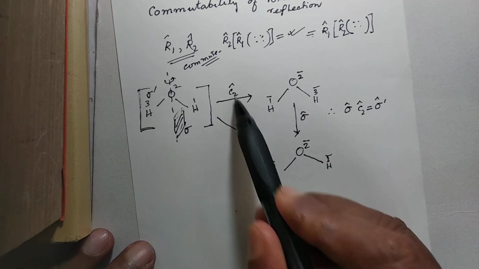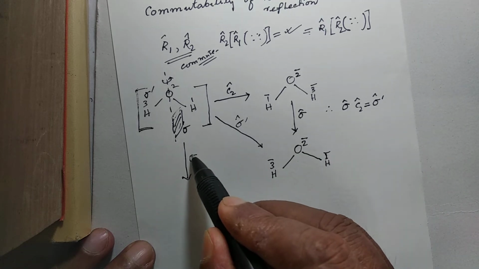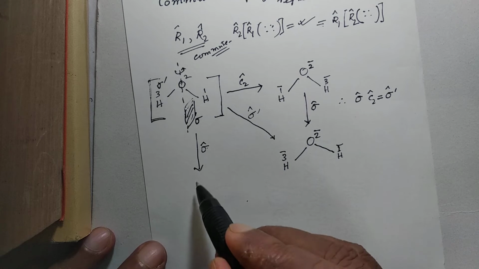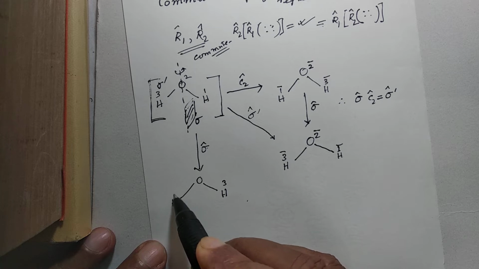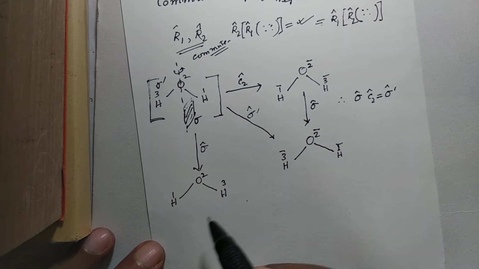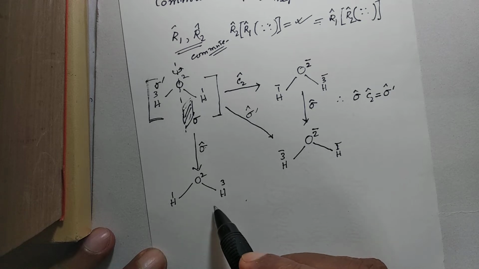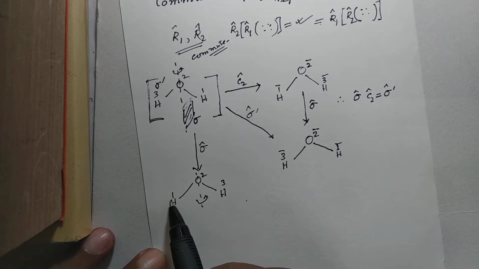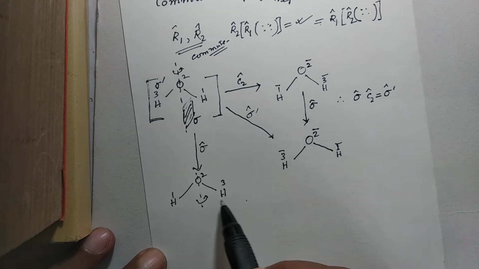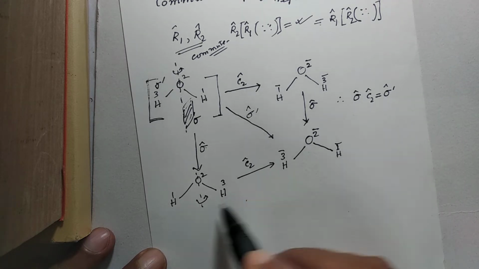Now let us do it in the reverse order. First we carry out sigma operation, reflection on this plane, we get H3, H1, O2, and then we carry out a C2 rotation. C2 means this rotation. Then 1 will become 1 bar and go to this place. 3 will become 3 bar and go to this place. So by a C2 rotation we get this.